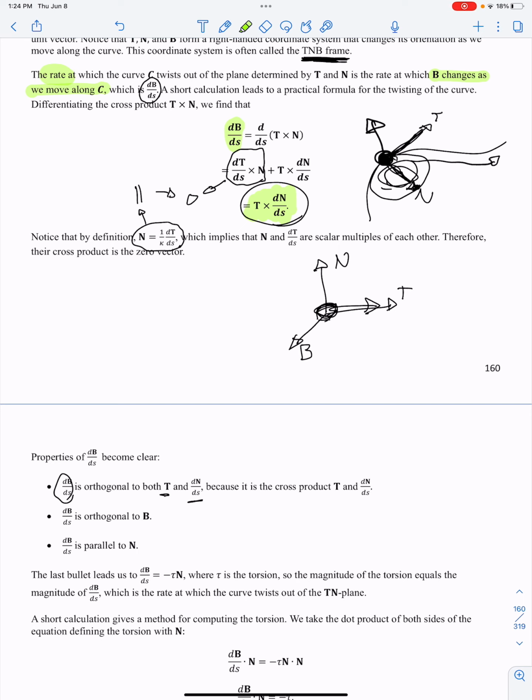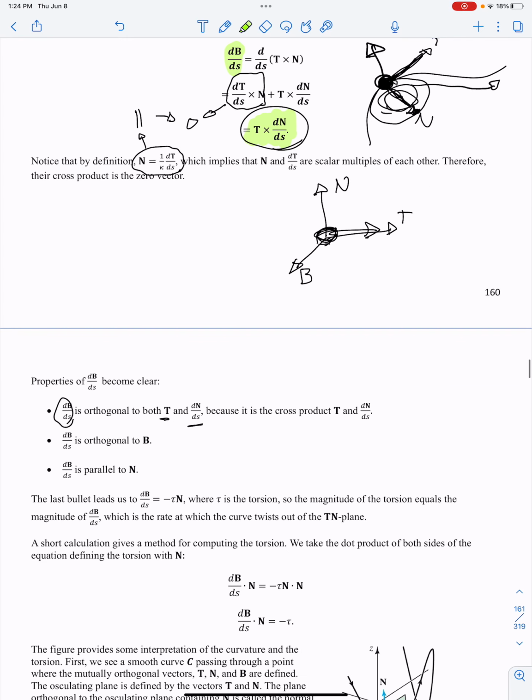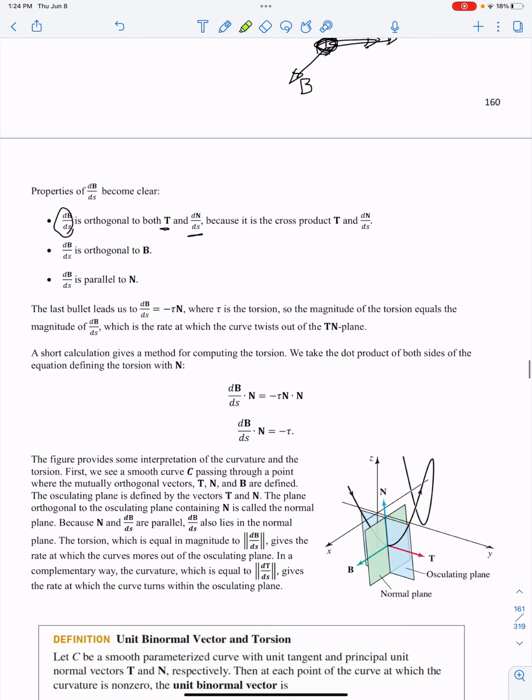dB/ds is also orthogonal to B, right? That's by definition of that. We talked about that in a previous video. And then dB/ds is parallel to N. The last bullet leads us to this definition of what we call torsion. Torsion is the rate at which a curve twists out of the T-N plane, the tangential-normal plane. So it's like, how fast does it go? Using that last bullet, that is parallel, that means dB/ds is some scalar multiple of N. So we call it tau there. That is the torsion. So the magnitude of torsion equals the magnitude of dB/ds, which is the rate at which the curve twists out of the T-N plane.